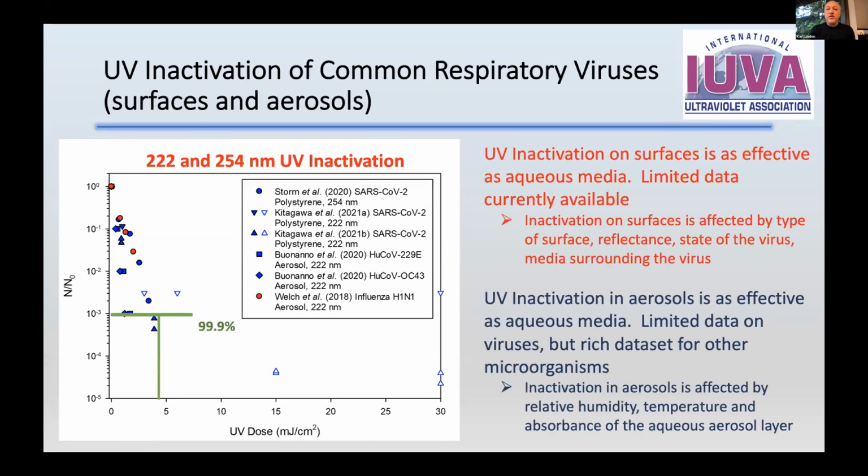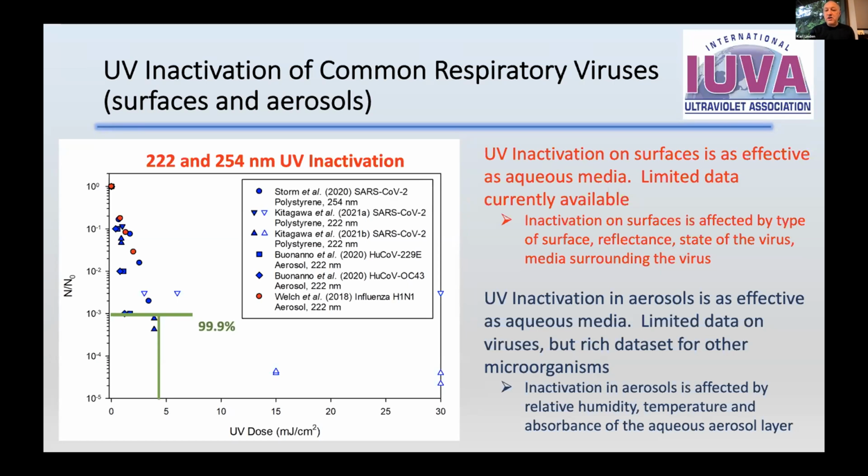Now, I want to point out that the UV inactivation on surfaces data is quite limited at this point, and we need to develop more data to help support these types of inactivation relationships. And we know that inactivation on surfaces is also affected by the type of surface, the reflectance of that surface, the state of the virus, and also the media surrounding that virus. For instance, is it surrounded in saliva or dried up on some other media that's causing interference with the transmission of UV to that virus.